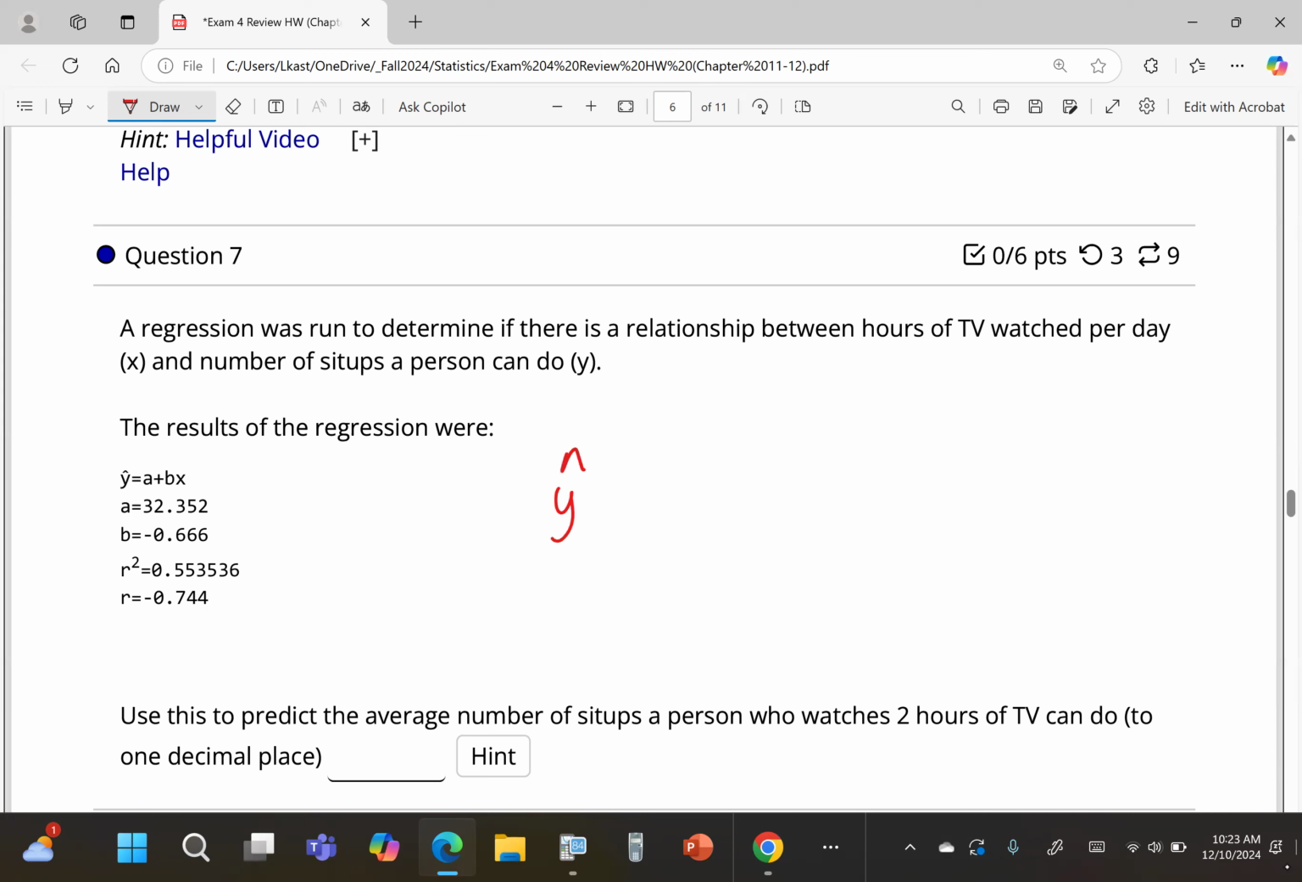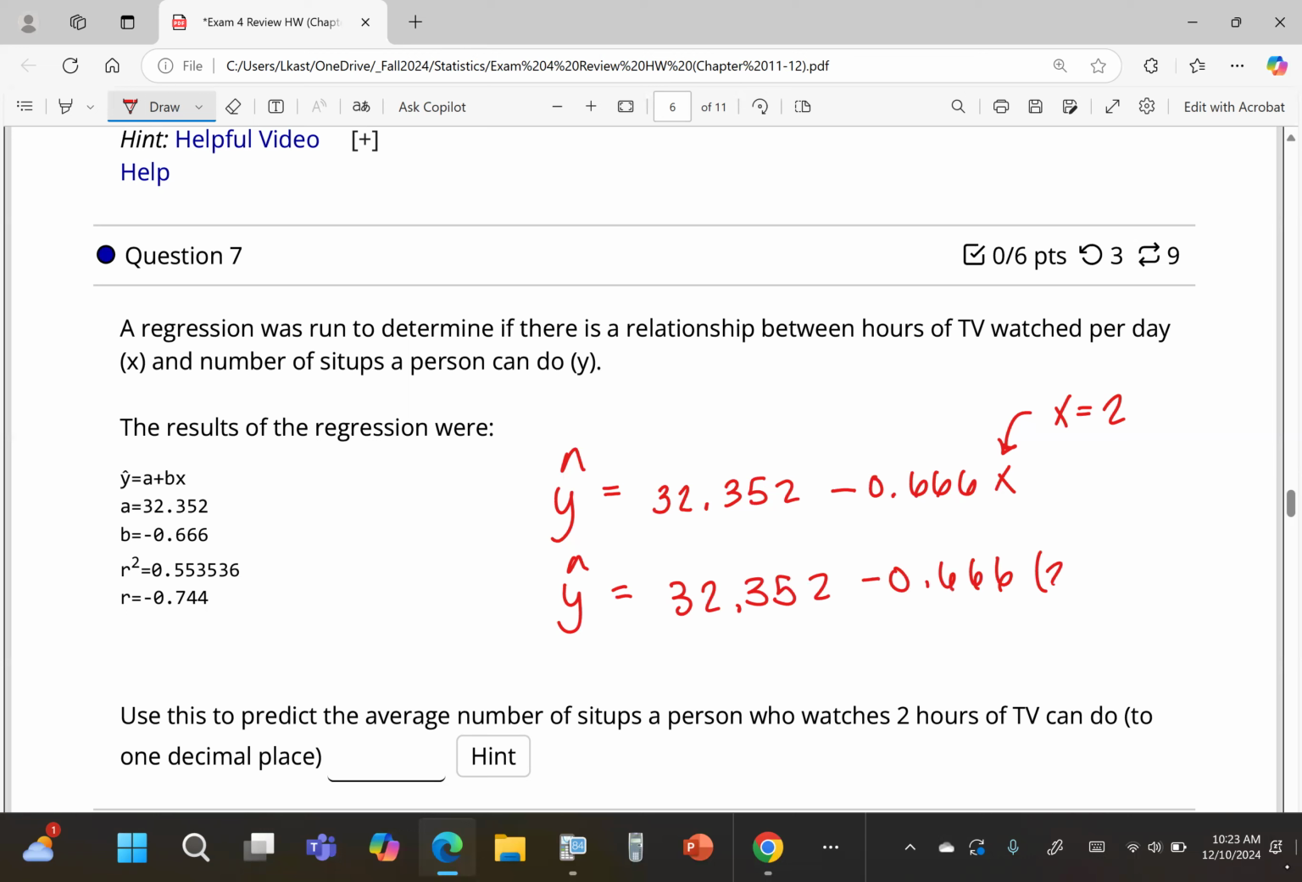So what do you do? It is a plug and chug. So the regression equation is 32.352 minus 0.666x. And what are you going to plug in for x? 2. So y hat is 32.352 minus 0.666 times 2. And what do you get? 31.02 to 1 decimal place. Is that 31?